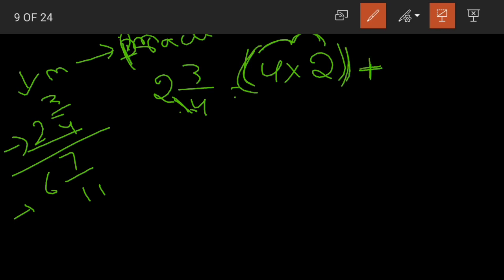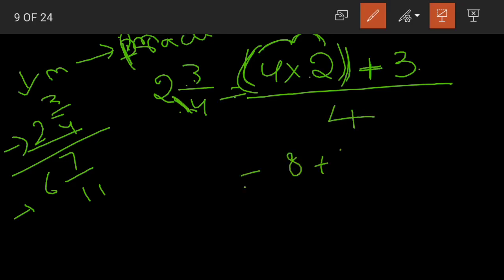Now we have to add the numerator and whole, divided by the denominator. Yes, 4 into 2 plus 3. Now 4 2s are 8, plus 3, divided by 4. 8 plus 3 gives us 11. 11 by 4. Clear, students? What did we do here? We converted this mixed number 2 3 by 4 into an improper fraction 11 by 4.